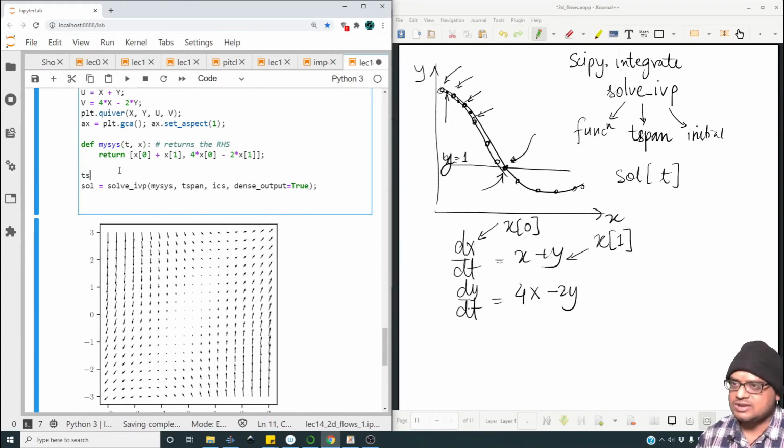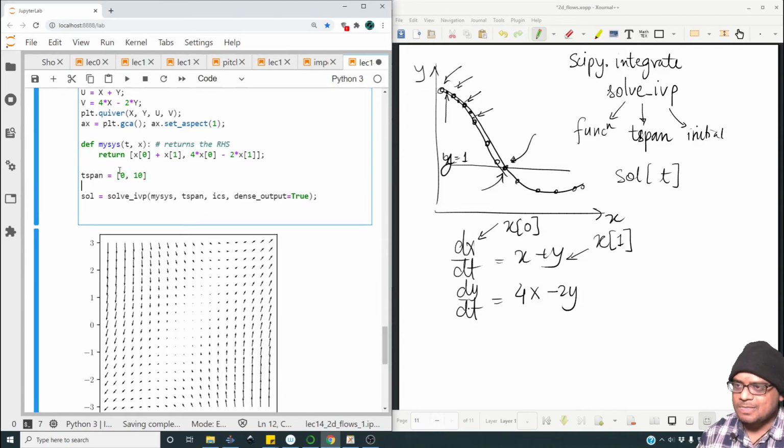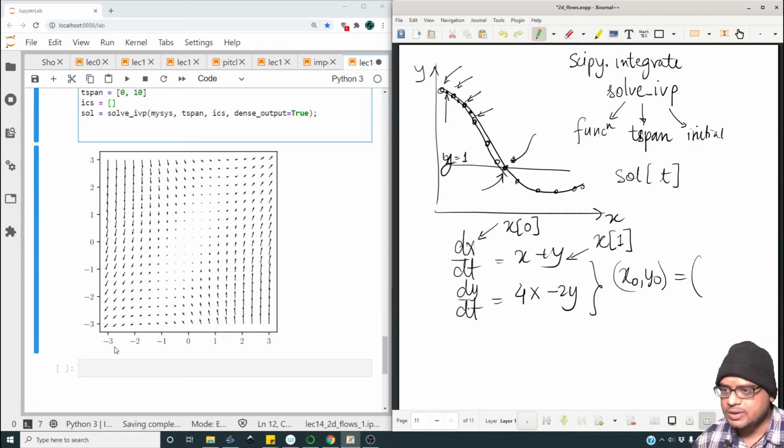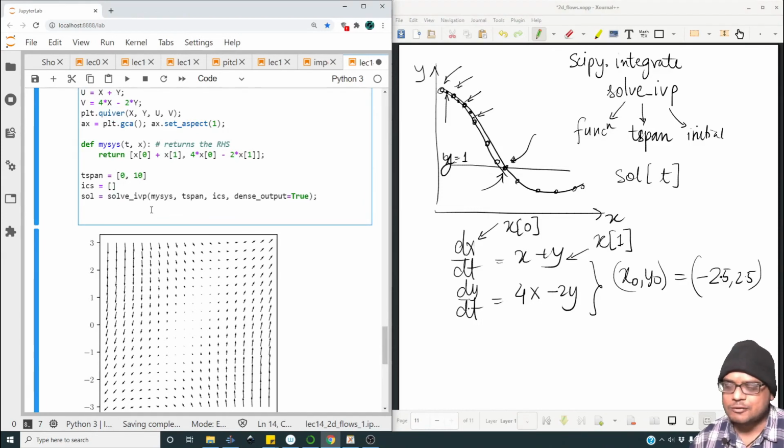So now we need to tell this snippet what tspan is going to be. So tspan is an array which contains the initial time 0 and the final time, say 10, not 10 seconds but just 10. Then the initial conditions. In the xy plane, the initial condition x0, y0 has to be specified. Let us take a condition somewhere over here. So that point is going to be, say, minus 2.5 comma 2.5. Actually, we can later wrap everything inside an interactive widget which will show us the trajectory given that initial condition.